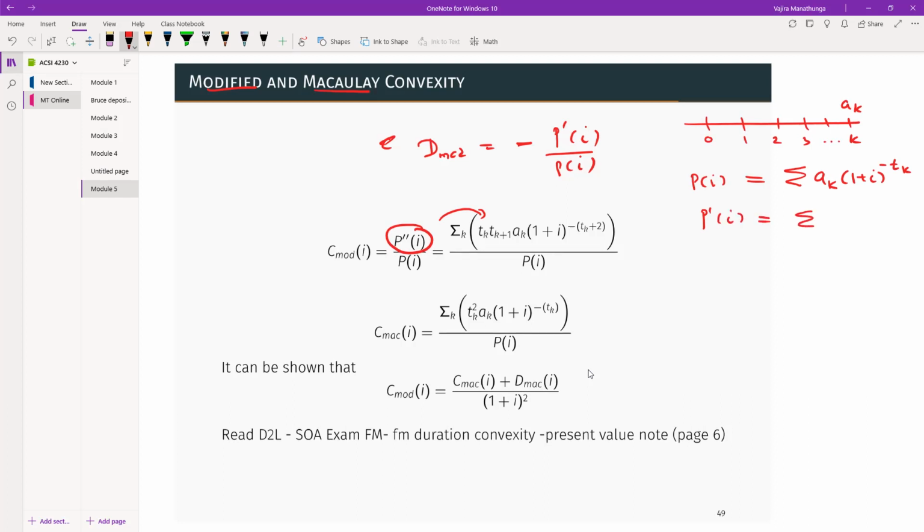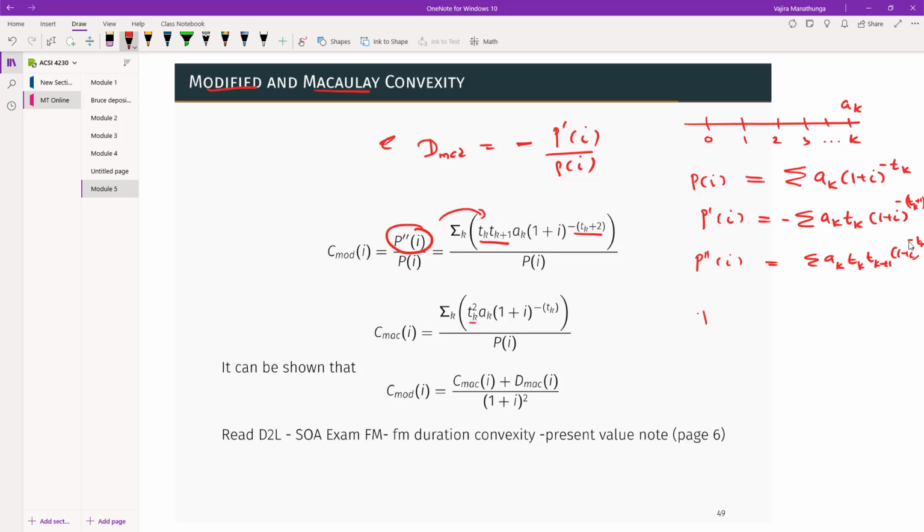That's going to make it a negative a_k t_k times (1 plus i) to the negative t_k plus 1. Then you have the second derivative. So you will see it's going to be a_k t_k (t_k plus 1), these two terms, then (1 plus i) to the negative t_k plus 2, and then divide by the price. So Macaulay duration is defined using this one.